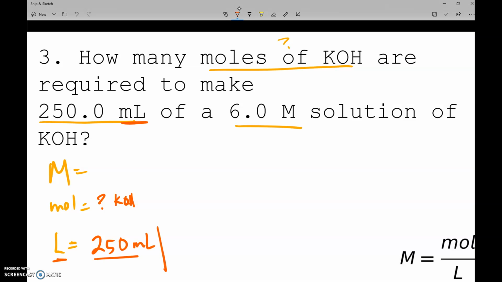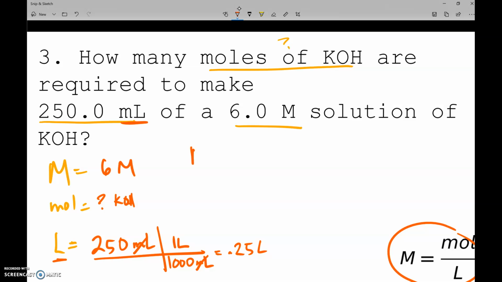So we have to convert this into liters. We do that by using 1,000 milliliters on the bottom, 1 liter on the top. This is our conversion for milliliters to liters. We divide 250 by 1,000 and we get 0.25 liters. We have a 6 molar solution, so that goes right there at the top. Now we have everything in the correct units. We're trying to find moles, so we're going to manipulate this equation.